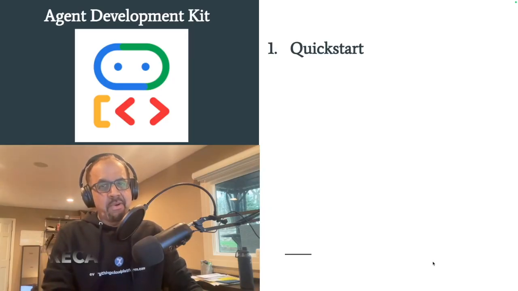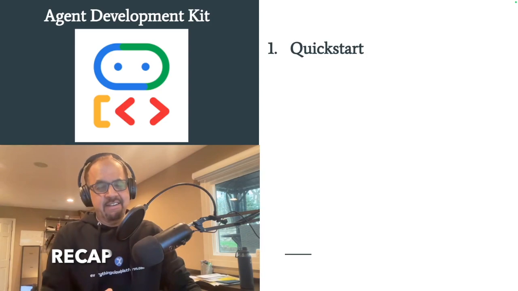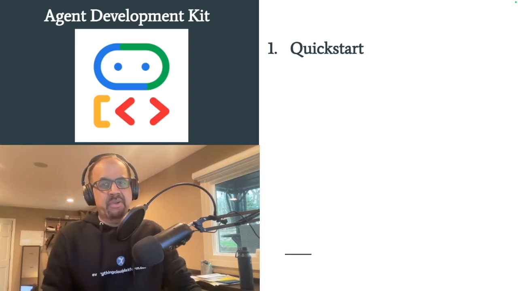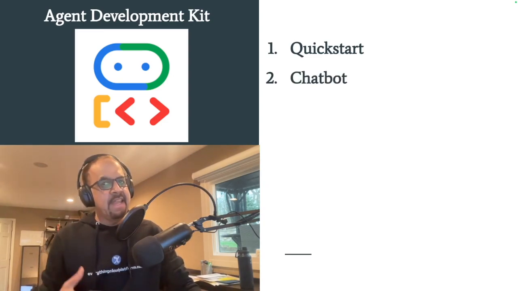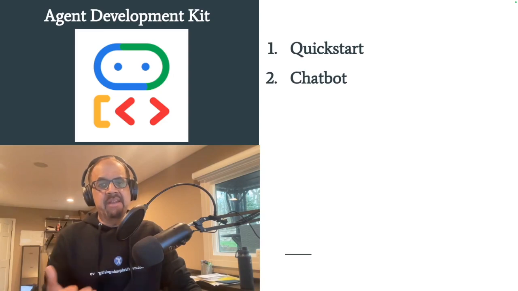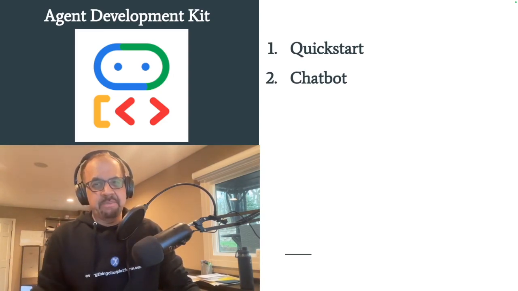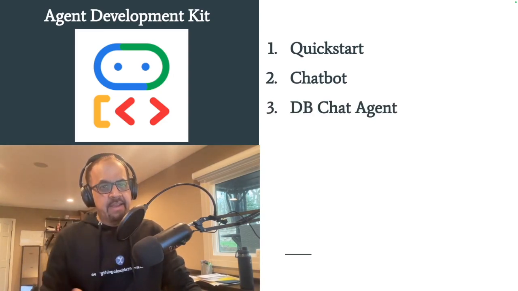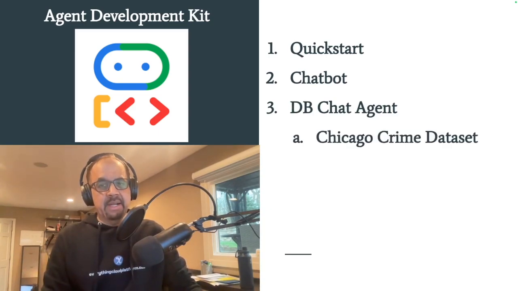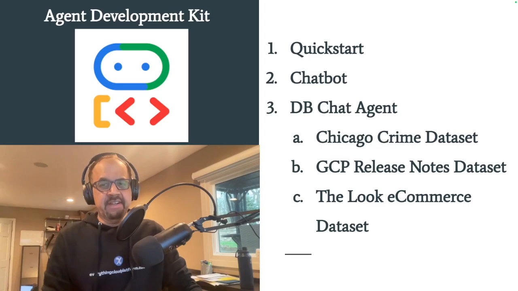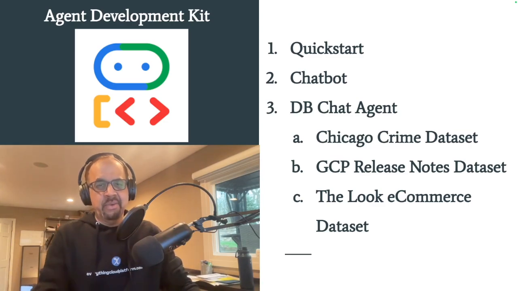Here's the recap of what we did today. We started with the Quickstart, just built the basic chatbot based on what's available in the ADK Quickstart. We then went ahead and enhanced our code to build a chatbot with ChatGPT-like capabilities. We then went ahead with building 3 sub-agents that worked on these 3 different kinds of data sets publicly available on BigQuery: the Chicago crime dataset, the GCP release notes, and the Look e-commerce.